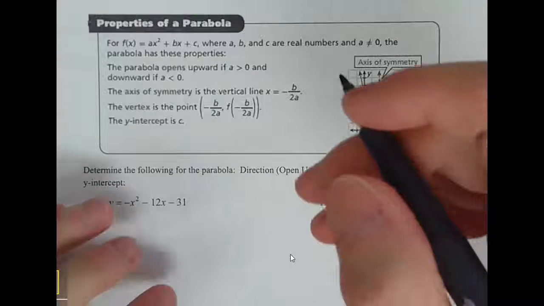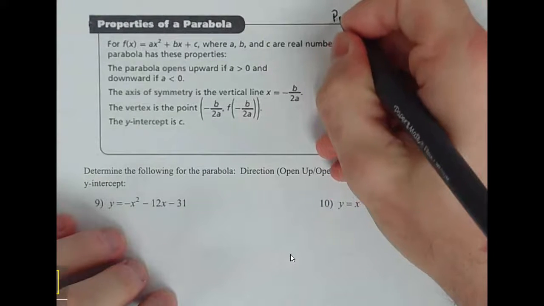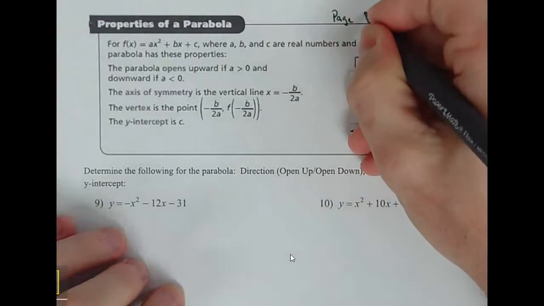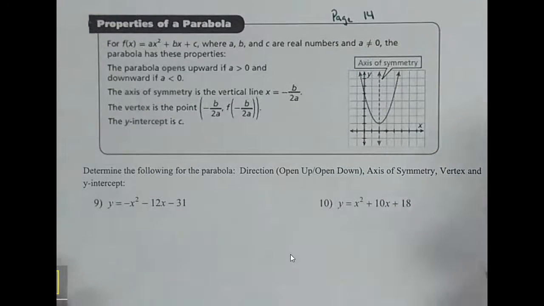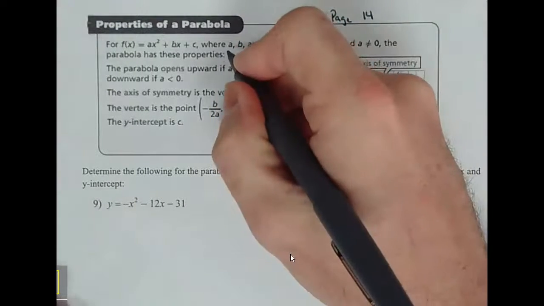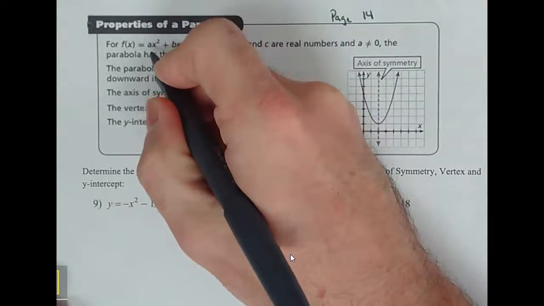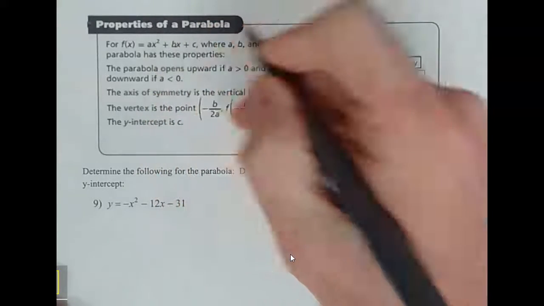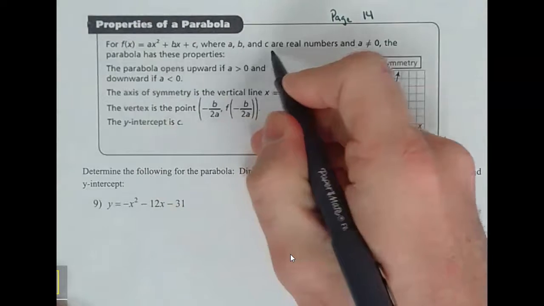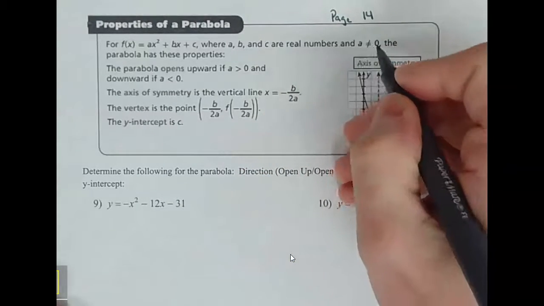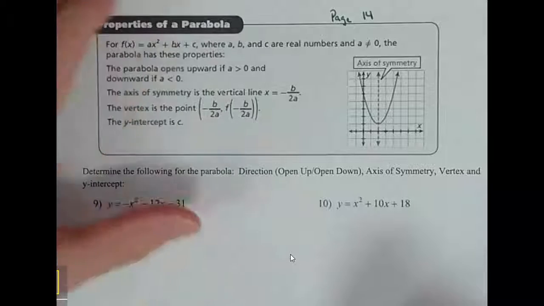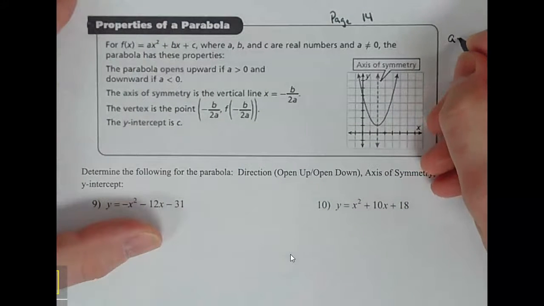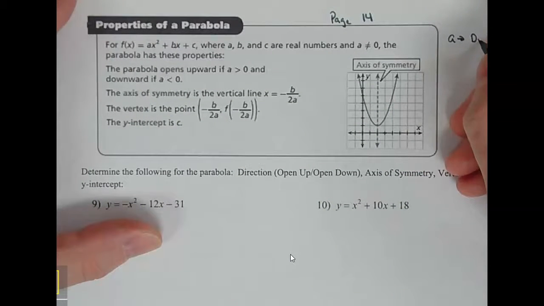Okay guys, so we're going to be looking at page 14 of this investigation. We learned a lot with the investigation about quadratics. We talked about the standard form of a quadratic function, which is ax squared plus bx plus c, where a, b, and c are all real numbers and a does not equal 0, and that creates a parabola.